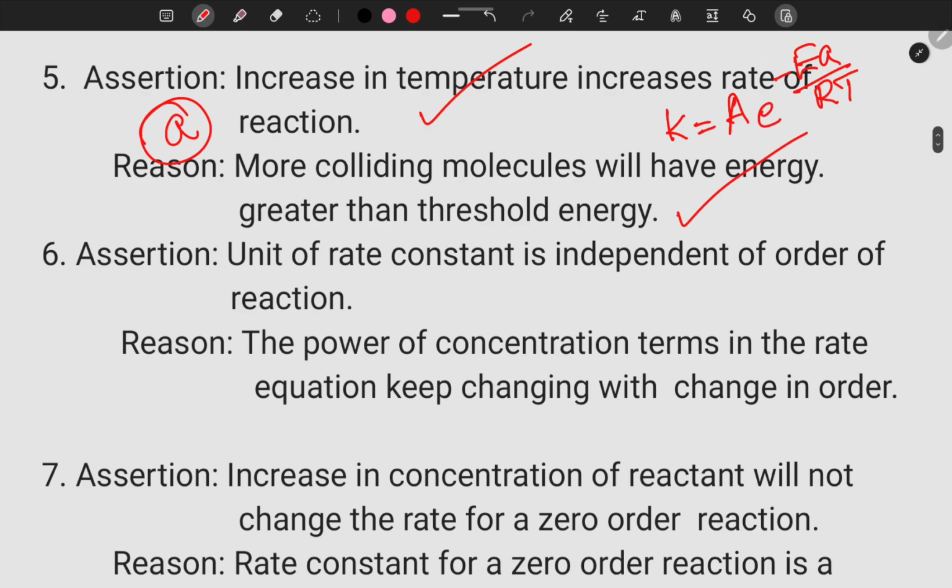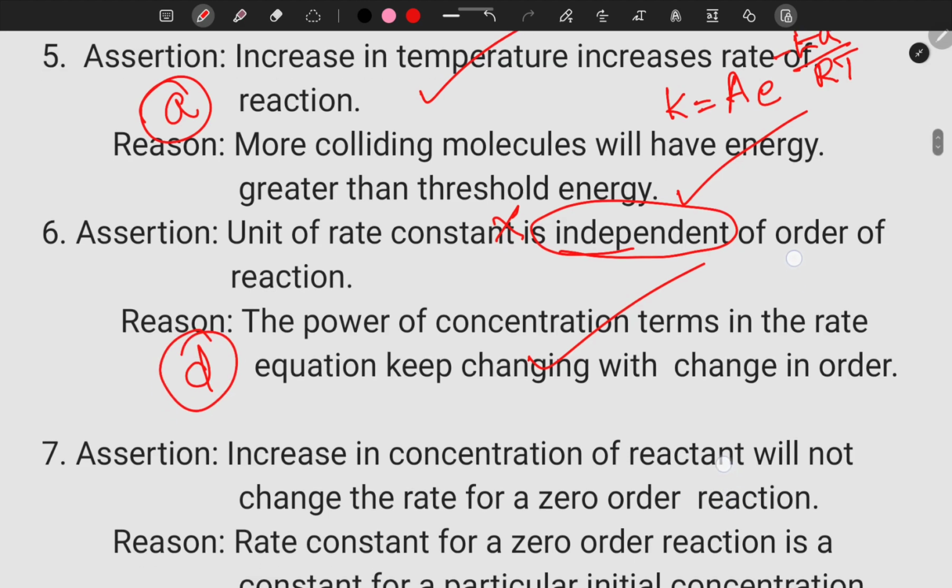Sixth question: the unit of rate constant is independent of the order of reaction. That statement is wrong, because the rate constant unit will vary with the order. The unit for a zero order reaction is not the same as for a first order reaction. The power of concentration terms in the rate equation keeps changing with the change in order. That's a correct statement. So assertion is wrong and reason is correct. So our option is D.